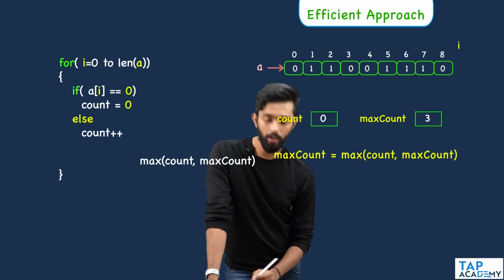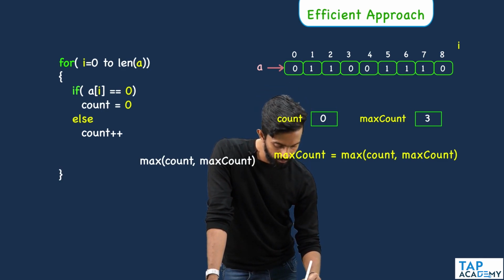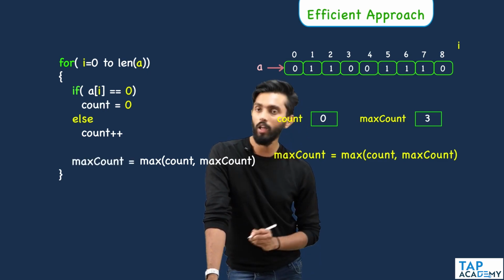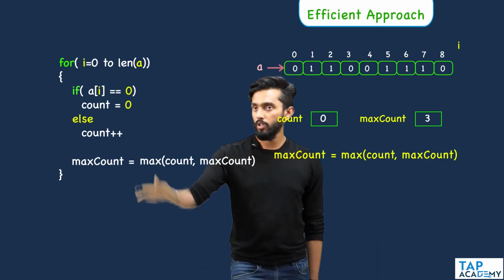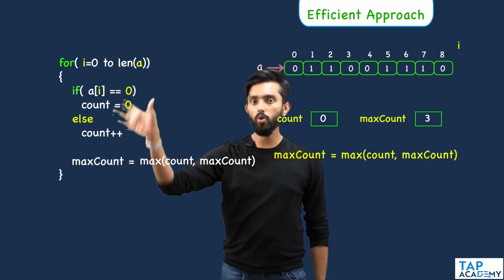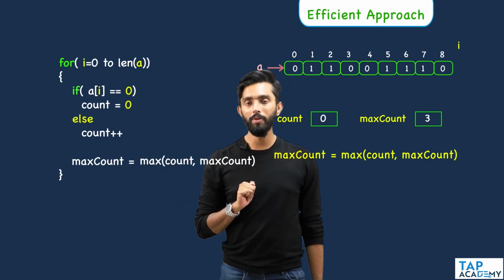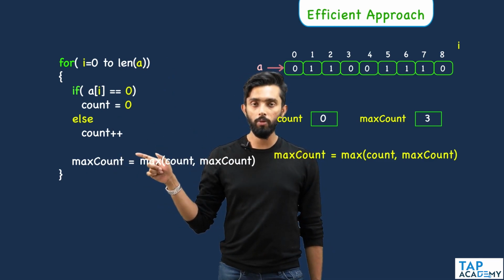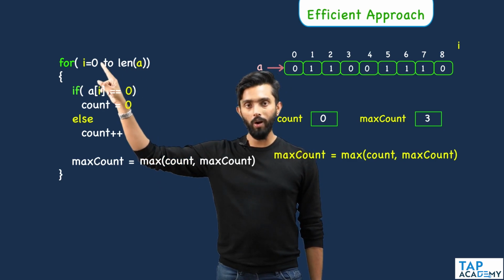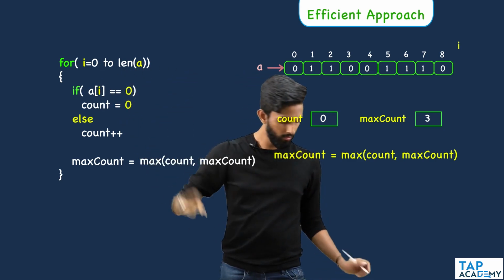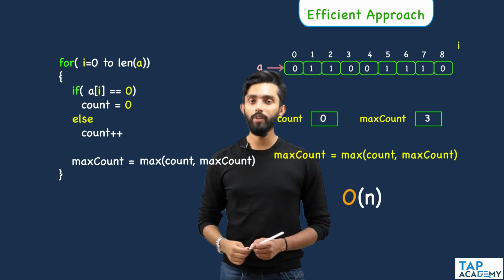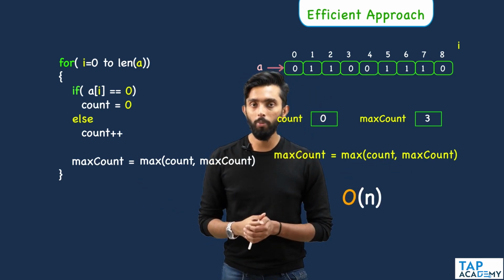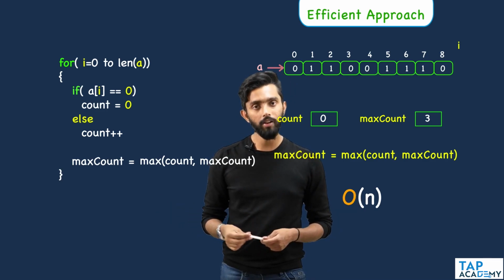I hope you are able to understand. Whichever was maximum, that became max count. That's it. So much more efficient, so much more easier. I hope you are able to understand. Now this efficient approach, what is the time complexity? Only one loop going from starting till ending, which means time complexity is big O of n. It's a big O of n solution. Obviously from n square you have brought it down to n, which is really, really good.